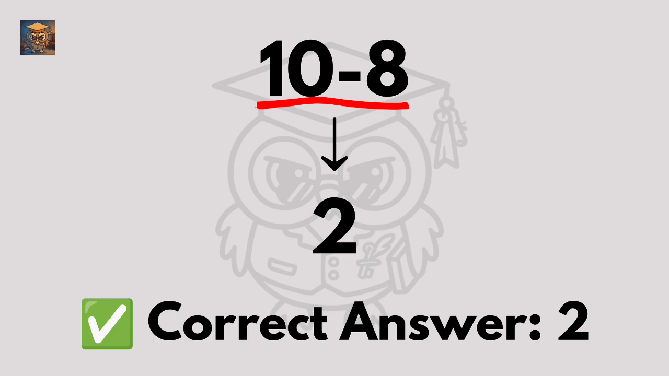If you calculated straight from left to right, you would have gotten an answer of 32, which completely violates the order of operations. Did you follow the priority hierarchy perfectly and get a total of 2 on your very first try?